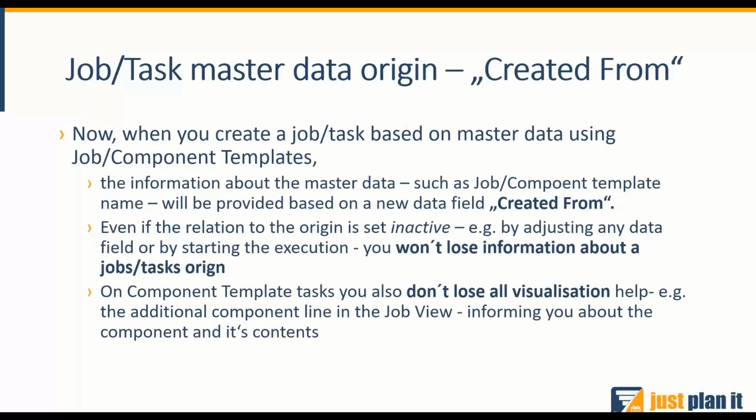So what happens now? Now, when you create a job or task based on master data with any kind of template, that information will be kept with that task or job, even if the active relationship has been removed. That means you will never lose information about a job or task origin anymore. That also means that on a component template task level, you also don't lose the visualization help, for example, the additional area in the job view.